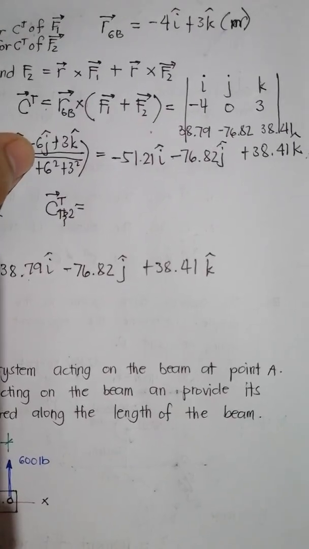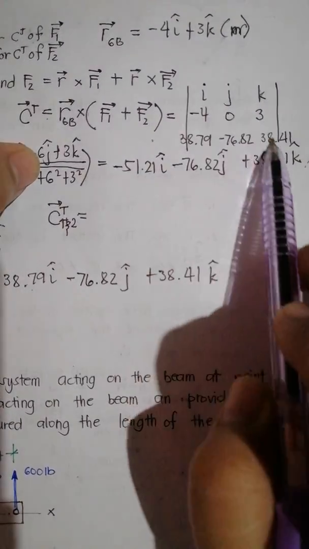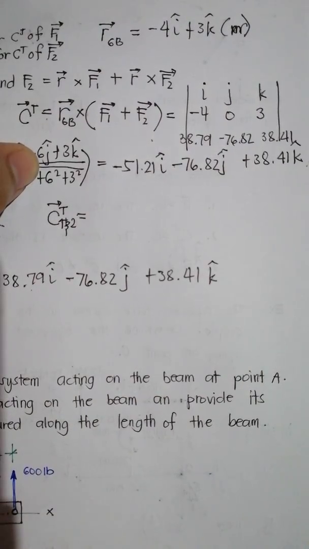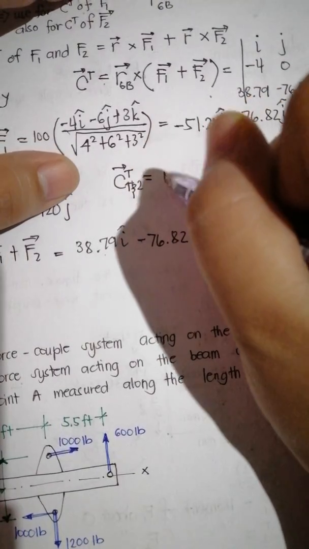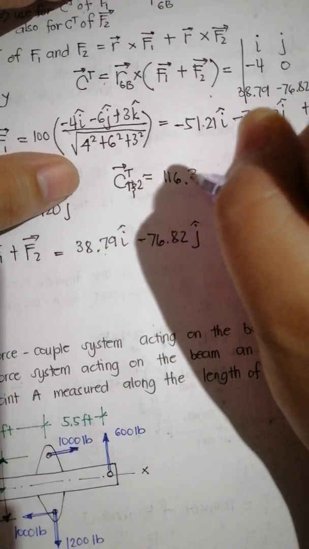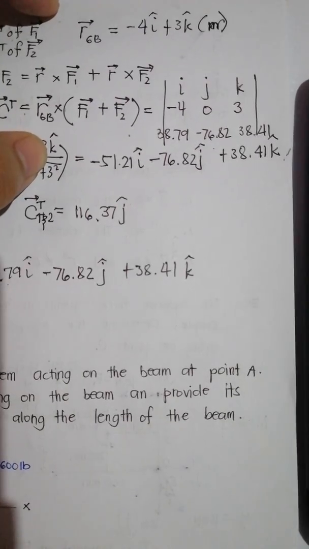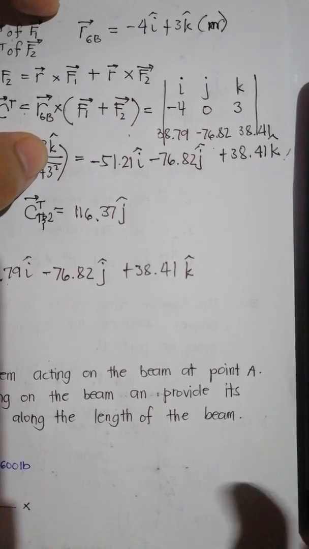So for i hat 0, for j hat 3 times 38.79, 116. Paki-check na lang sa calculators ninyo. j hat. For k hat, negative 4 times negative 76.82.